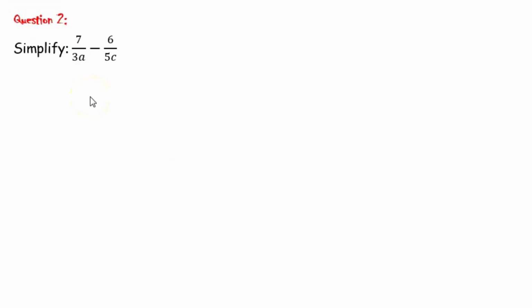Okay, so we have to simplify 7 divided by 3a minus 6 divided by 5c. Just like what we normally do, the first thing to do is to find the LCM. In this case, you will see that letters have been mixed with it. There is no big deal about that. Just focus on the constants. We have 3a and we have 5c. So put your eye on the constants.